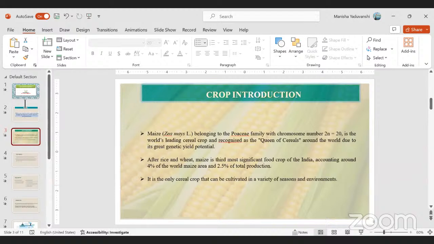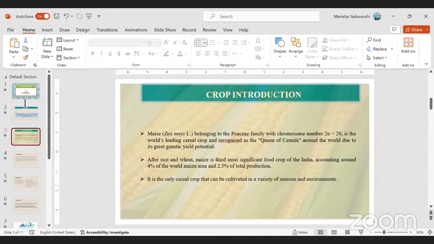In the subplots, the nitrogen treatments were allotted, with different scheduling as basal and fertigation. The objective of my study was to optimize the timing of nitrogen application on growth and yield in maize.